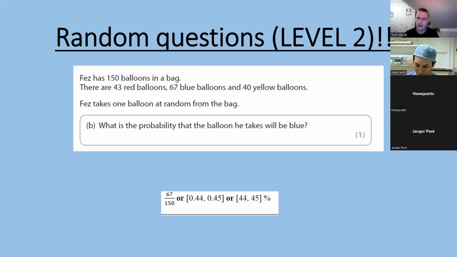1.8 minutes to answer this. It's not a whole lot of time, but they are essentially the 1 mark questions. It's almost just completing one sum or just stating a fact essentially. So in this case, we've got 150 balloons, 67 are blue. So it is 67 out of 150 are blue, just writing it as a fraction.